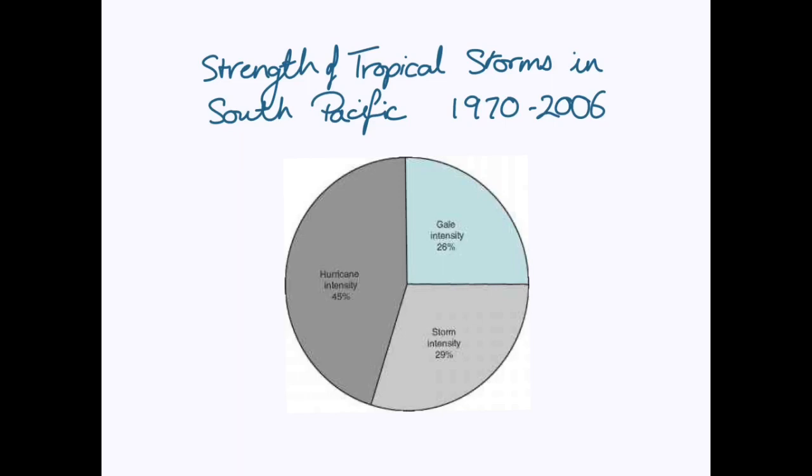So this is how strong tropical storms in the South Pacific this time were over a 36-year period, and we can see that nearly half of the tropical storms were actually hurricane intensity, gale intensity being the weakest, and it was also the least common out of all of them.